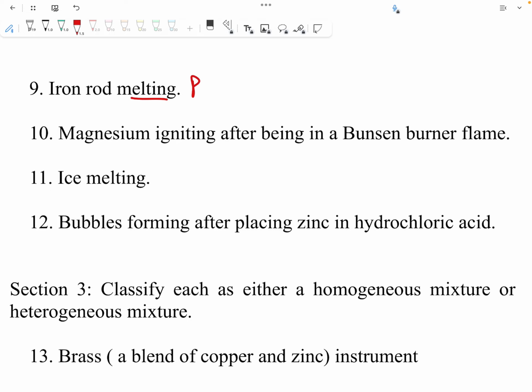Magnesium igniting after being in a Bunsen burner flame. You did this in your lab. A chemical change did happen. We have ice melting. That's just frozen water, solid water, and we're melting that to liquid water. That's a physical change, right? And then lastly, bubbles forming after placing zinc and hydrochloric acid. You did that, and so you saw bubbles happening, something new was formed, and therefore we have a chemical change.